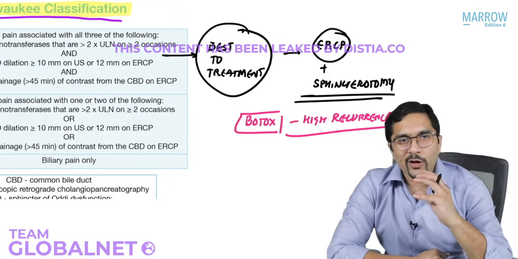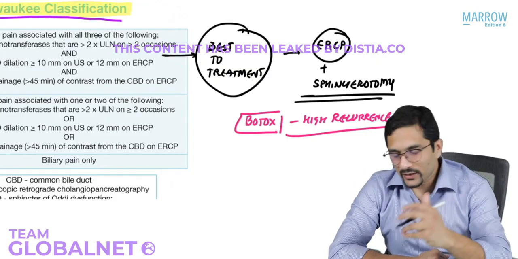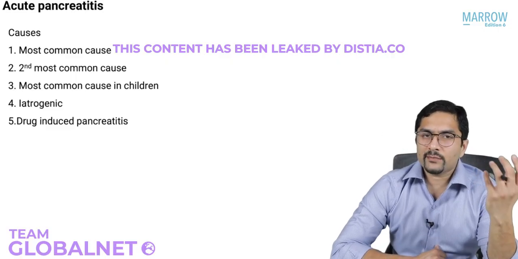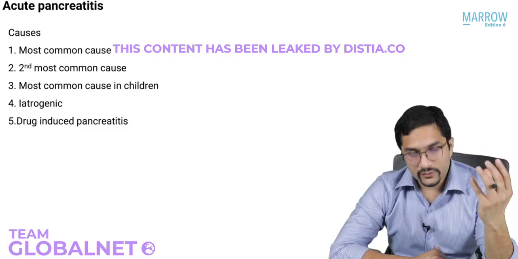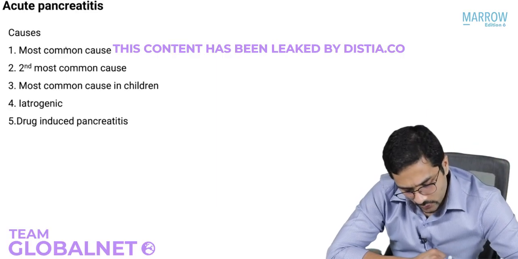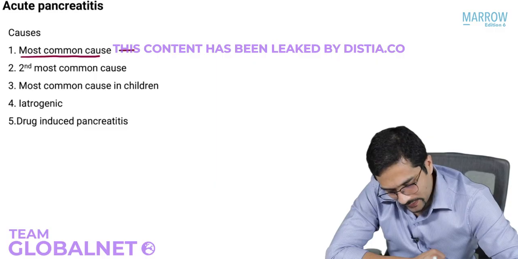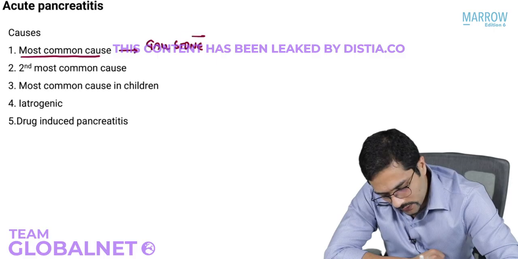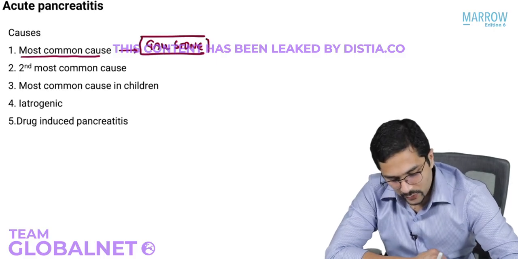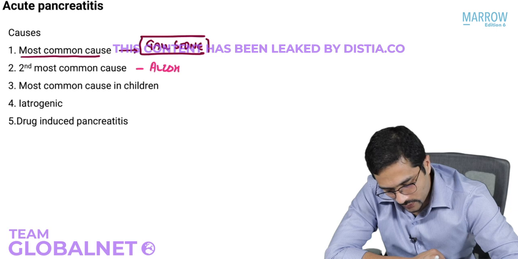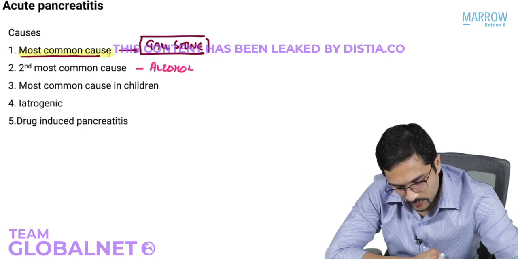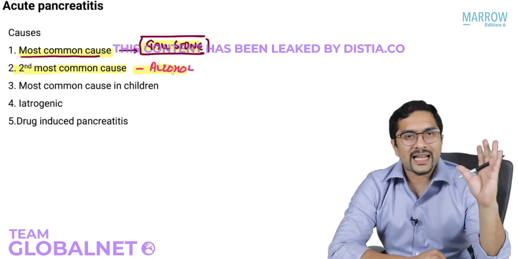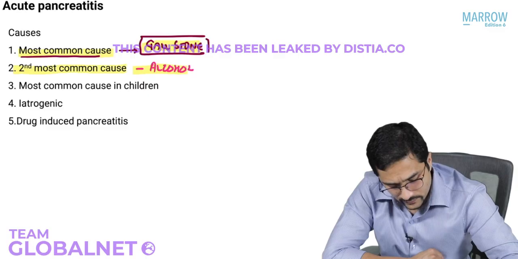Now we move on to the main topic of this module, that is acute pancreatitis. Lots of questions are asked. So acute pancreatitis, as the name suggests, is acute inflammation of the pancreas. And the most common cause of acute pancreatitis is gallstone-induced pancreatitis. It is not alcohol. Alcohol is the second most common cause. These two questions have been asked multiple times in the exam. So there should be no confusion at all. Gallstones is the most common and alcohol is the second most common.